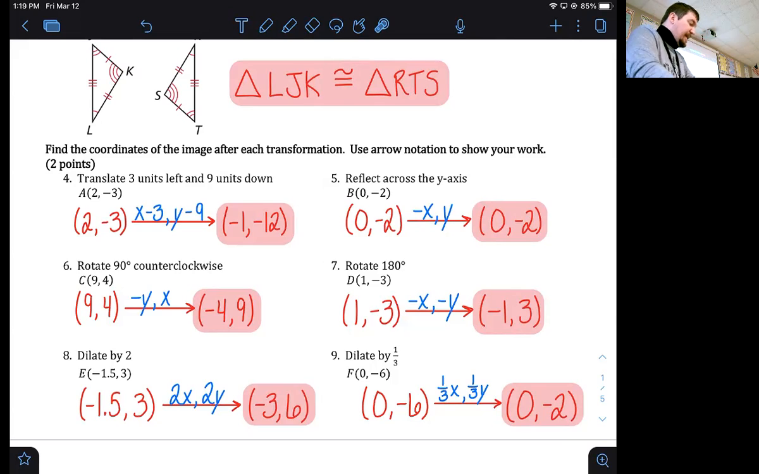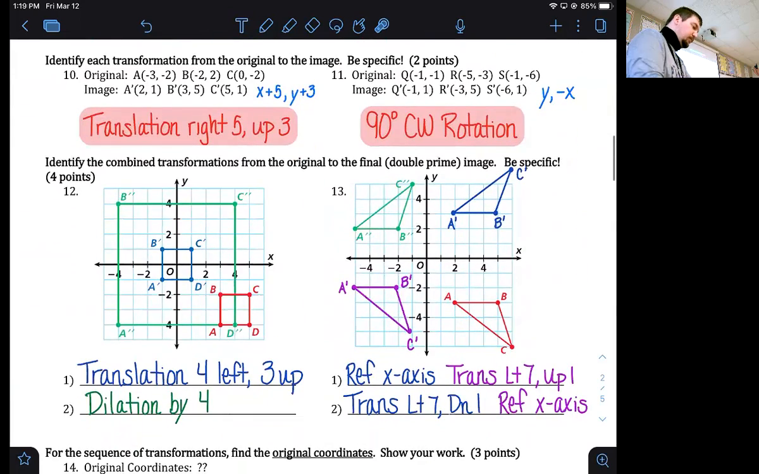Number 8, dilating by 2 means you're multiplying by 2, so -3, 6. And dilating by 1/3 means you're multiplying by 1/3. I know that's the same as dividing by 3, but when you dilate, you have to say what factor you're multiplying by. So you have to say 1/3. And that's going to give you 0, -2. Any questions on the front page? Okay, flip it over to the second page.